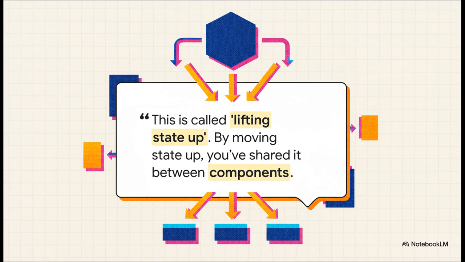And this whole process has a name: lifting state up. Whenever you have a few different components that all need to share the same changing data, the React way is to find their closest common parent component, and you move the state there. That parent then becomes the single source of truth and just passes the data down to all the children that need it. It's the key to keeping your UI in sync.